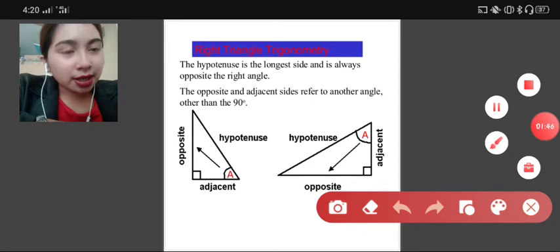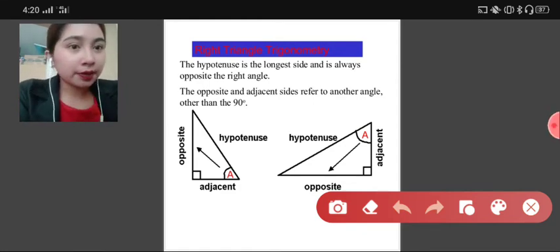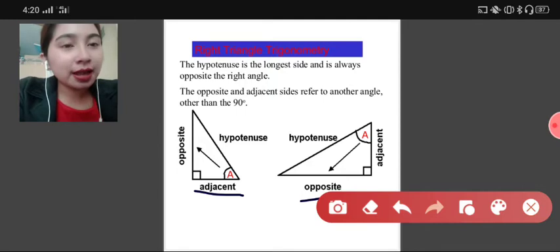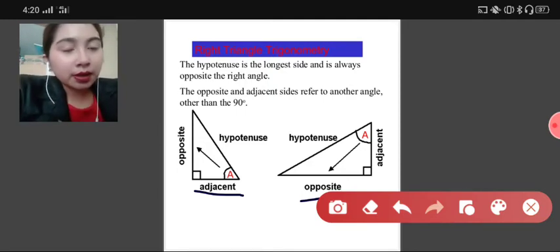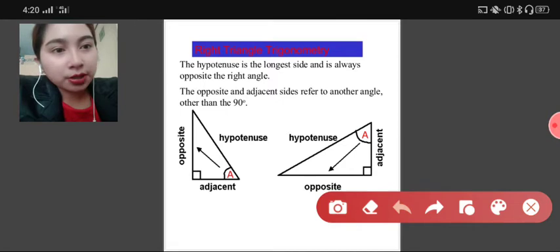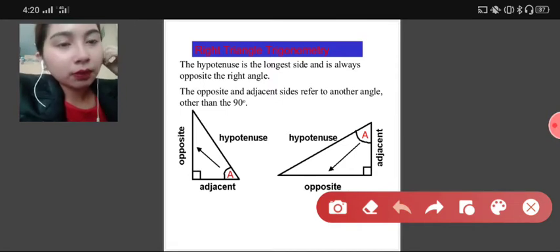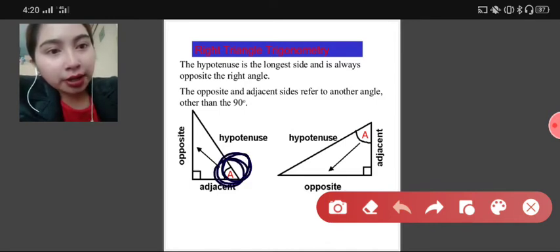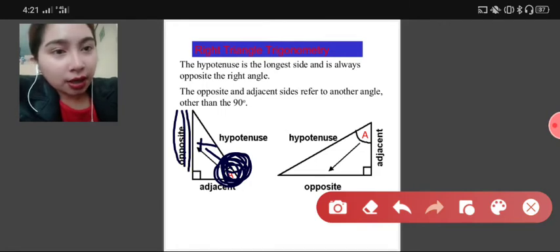The opposite and adjacent sides refer to another angle other than the 90 degree angle. So, our adjacent and opposite depend on where the angle is. Look at figure 1. The opposite sides are different, right? Why? Because of our angle, for example in example 1, figure 1, our angle is here. This angle is always facing the opposite side. That's why the opposite is there.